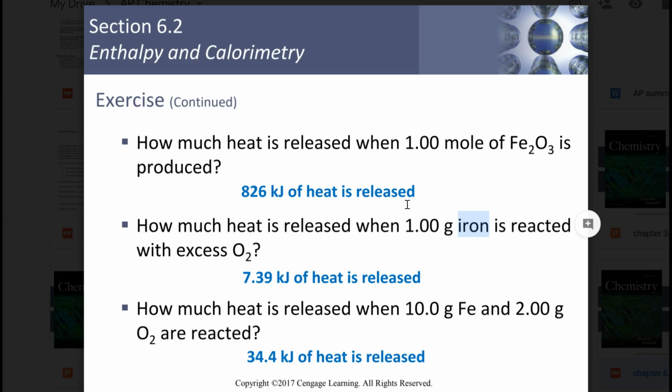How much heat is released with 10 grams of iron and 2 grams of oxygen reacting? How would I solve this problem? Alright, take out a piece of paper. Is it the limiting reactant? Yes, you can find which one's the limiting reactant first.